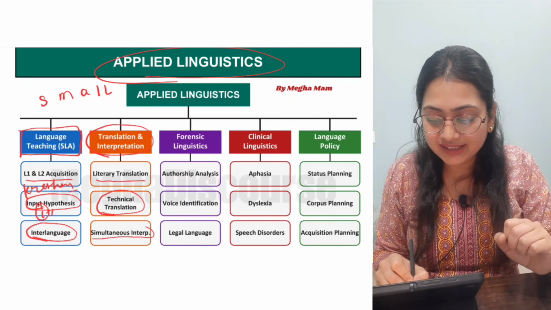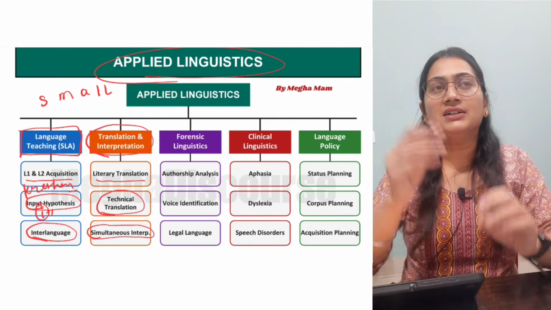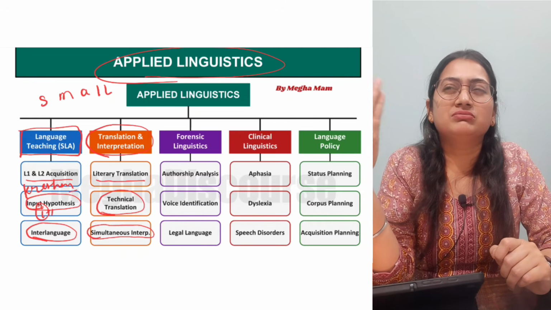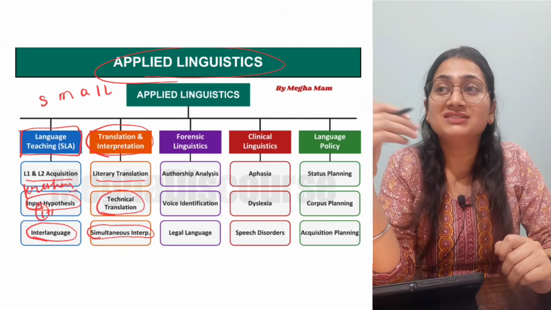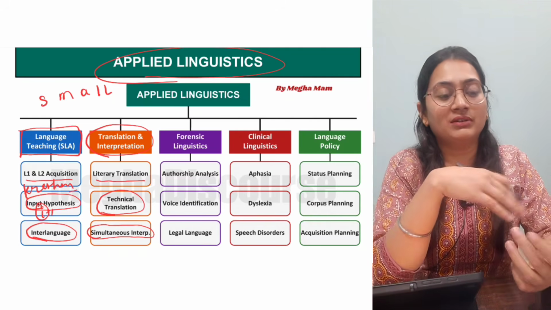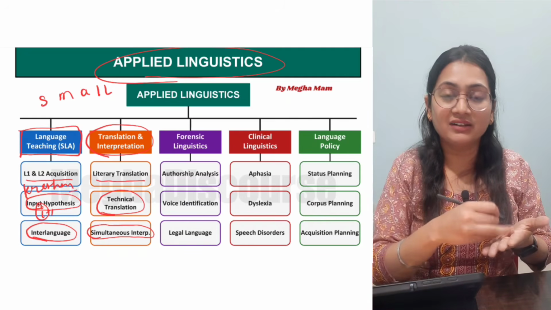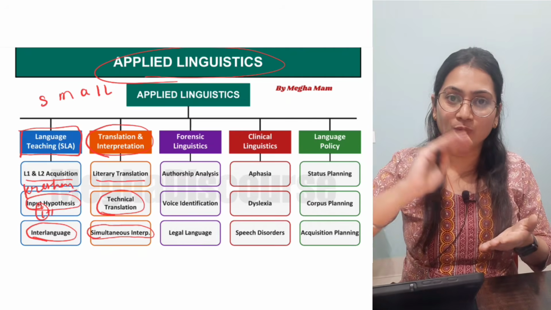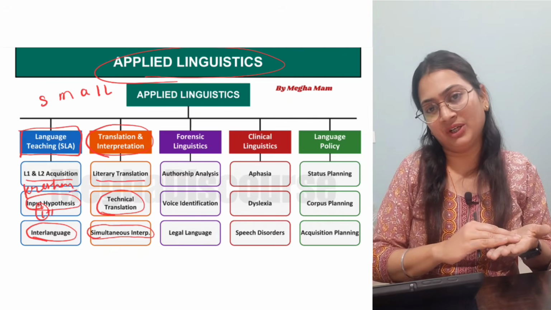Then we have simultaneous interpretation. It means, like in a summit, that is oral translation. Suppose the PM of another country is speaking, and our Indian translator is on the spot, just translating what he is saying. That is called simultaneous interpretation.